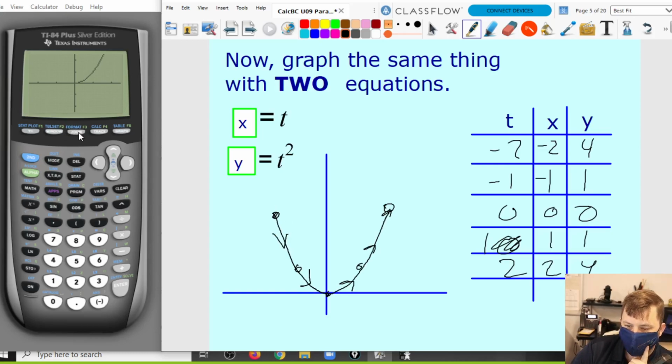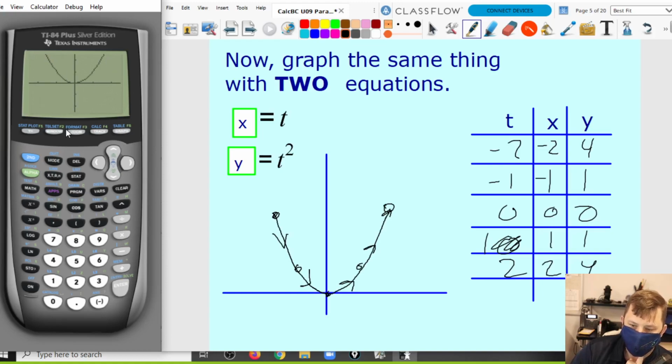So I'm actually going to go to, I think, format. I think I go second. Is it called window? Yeah, it's window. So you hit window on here. You can set your T min and T max. What if I set my T minimum, that's where I start, to -2? I set the T maximum to 2. And just keep the same T step. Who cares? And I'm going to say graph.